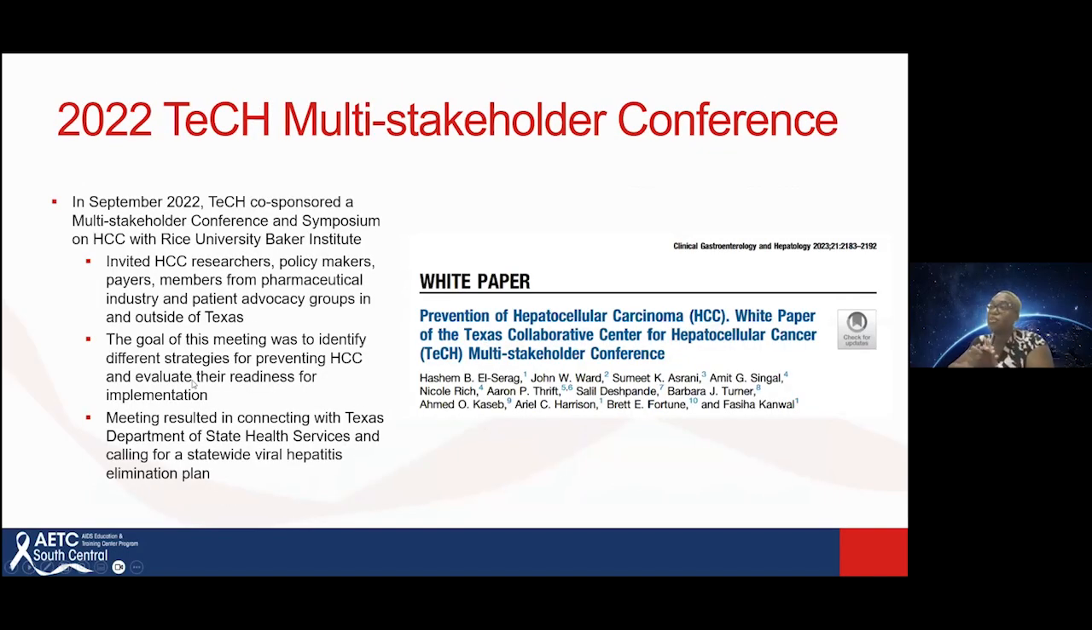So in 2022, we held a multi-stakeholder conference. It was co-sponsored by Rice University Baker Institute. We invited HCC researchers, policymakers, payers, members from the pharmaceutical industry, and patient advocacy groups in and outside of Texas. The goal of this meeting was to identify different strategies for preventing HCC and evaluate their readiness for implementation. It ultimately resulted in connecting with DSHS, or the Texas Department of State Health Services, and calling for a statewide viral hepatitis elimination plan.